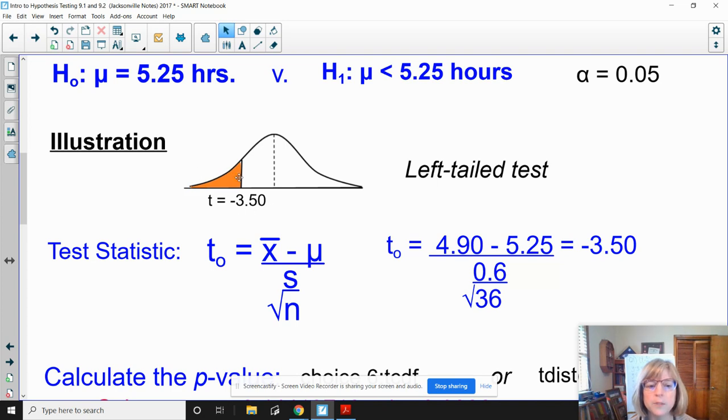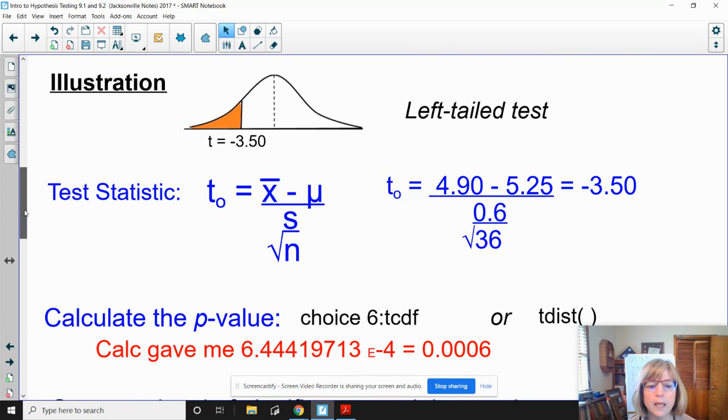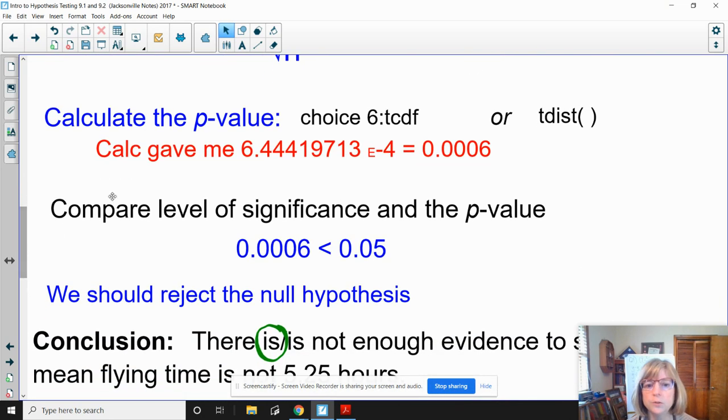Now we need to find the p-value, the area in the tail. So we can either use choice 6 on a calculator, tcdf, or we can go to Desmos and use t-distribution. Now these choices are going to ask you for your lower bound and your upper bound. And if you use your calculator, it's going to give you this number here. Remember that this e negative 4 means times 10 to the negative 4th. So our p-value then is 0.0006. That's a pretty small p-value.